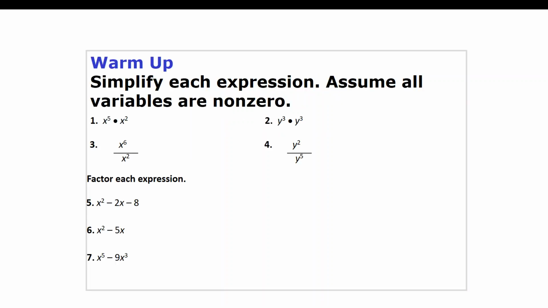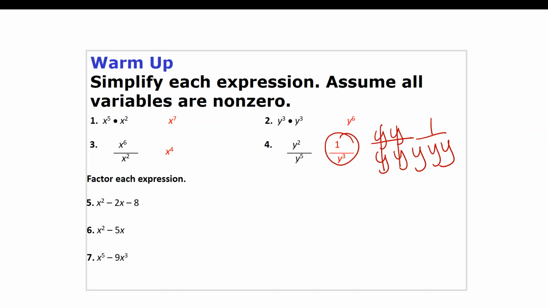All right, in this warm-up, I just want to remind you of a few things that you've already learned. Number 1, x to the 5th times x squared, we know is x to the 7th. And y to the 3rd times y to the 3rd is y to the 6th. Next with division, x to the 6th over x squared is x to the 4th. And y squared over y to the 5th, we know is 1 over y to the 3rd. So just remember y squared over y to the 5th: we're going to have 5 y's on the bottom, 2 of them cancel out, and that just leaves us with 1 over y to the 3rd.